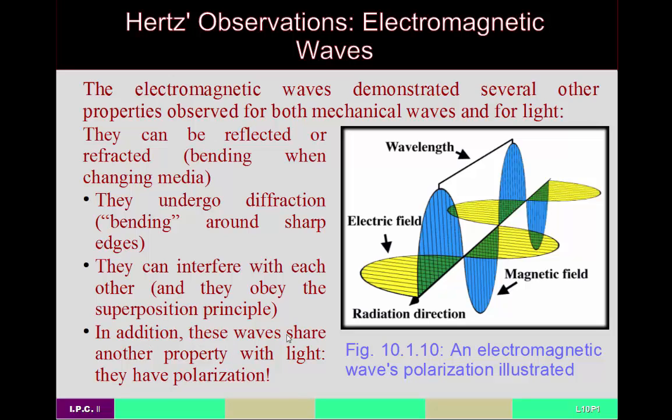And finally, the waves share another property with light, which is that they have polarization. It turns out that polarization is thanks to the fact that the electric field and the magnetic field are along separate axes. In fact, they are perpendicular to each other. So the polarization has to do with the orientation of the electric field, and therefore the orientation of the magnetic field. So light is polarized one way if the electric field is in the XY plane, and it's polarized another way if it's in the YZ plane, for example.